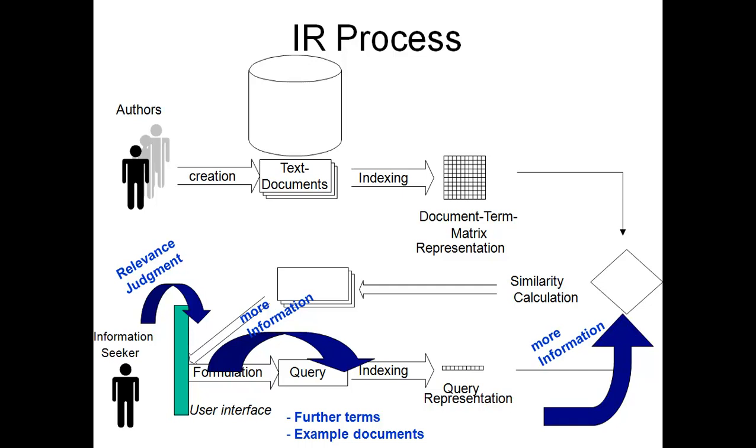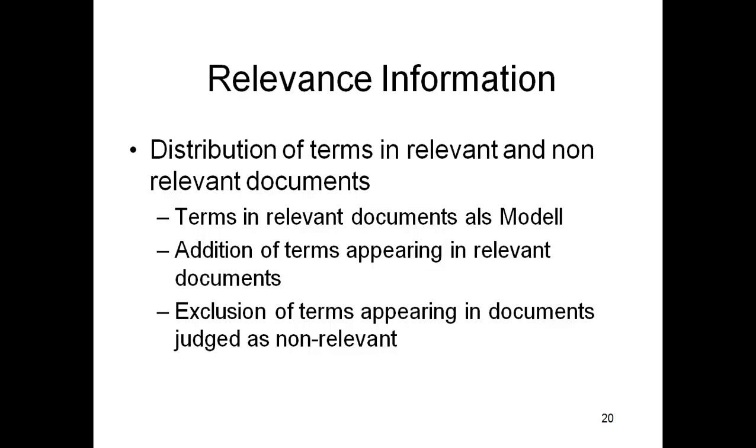We have the initial query. Now we add some terms that we extract from the relevant documents. We get a longer query and send it again to the system for the second iteration. So the distribution of terms in relevant and non-relevant documents is, of course, the real information for the system. Add terms that appear in relevant documents, maybe exclude terms that are in the non-relevant documents. This is optional, right? More important is, of course, the relevant ones.